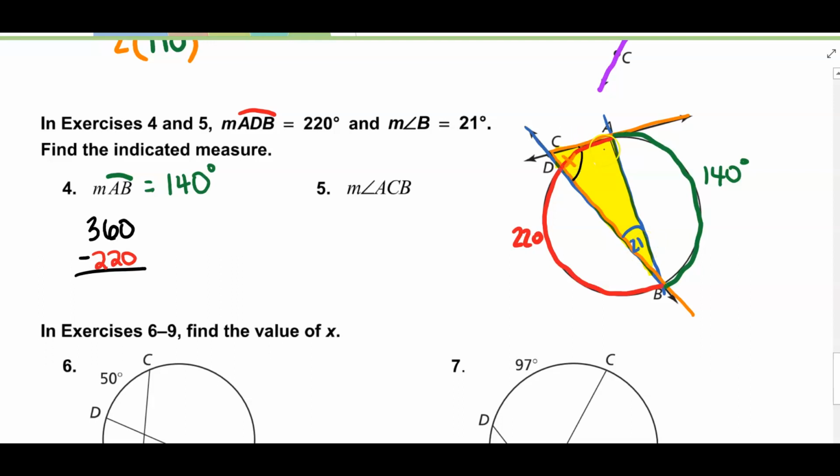So now the question is, do I know this angle A? And the answer is yes, because angle A has 220 degrees as its intercepted arc. So this angle A is half of that, which is 110 degrees. So out of my triangle, I have 2 out of 3 angles. So if I subtract the 2 I know from 180, so 180 minus the 110 minus 21, I find that this angle is 49 degrees.